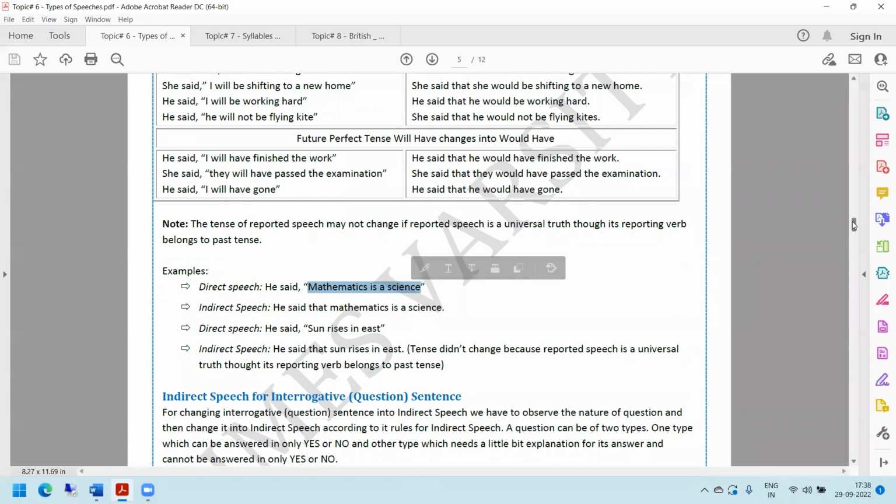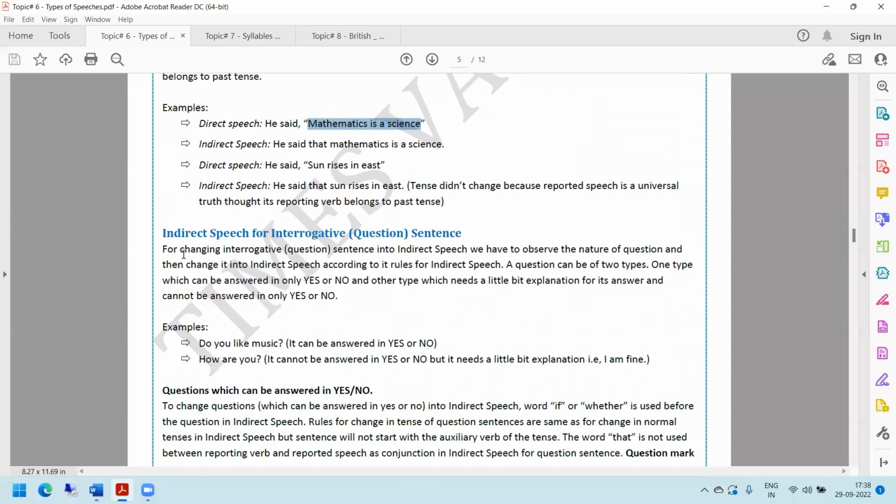Okay. Now we will look at indirect speech for interrogative sentences. Whatever we discussed was for affirmative and negative. What about interrogative sentences? For changing an interrogative, that is a question sentence, into indirect speech, we have to observe the nature of the question and then change it to indirect speech according to its rules.